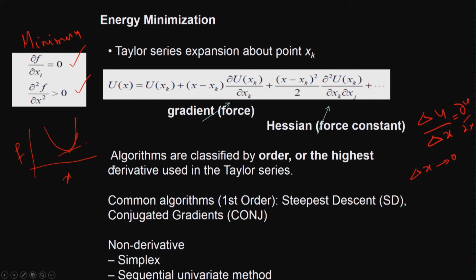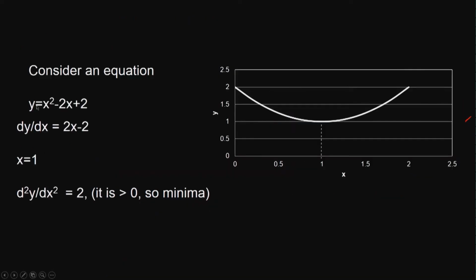So let us look at some simple thing. Look at this function y is equal to x square minus 2x plus 2. I want to find out the minimum. So y is the dependent variable, x is the independent variable. It is a very simple problem, one independent variable problem. So dy by dx is equal to 2x minus 2, and then if I equate it to 0.